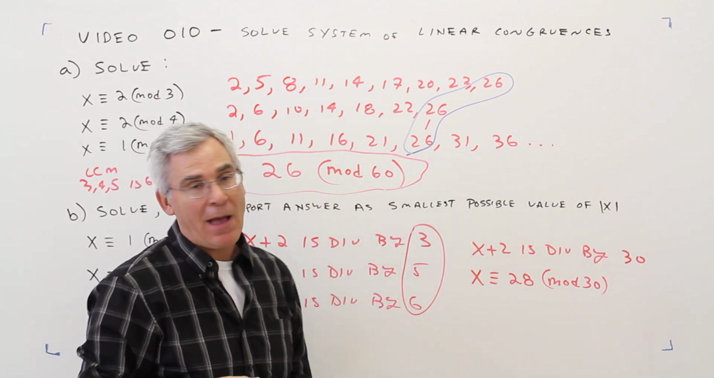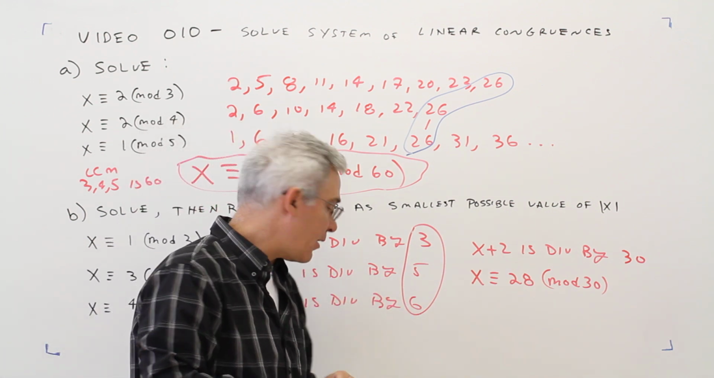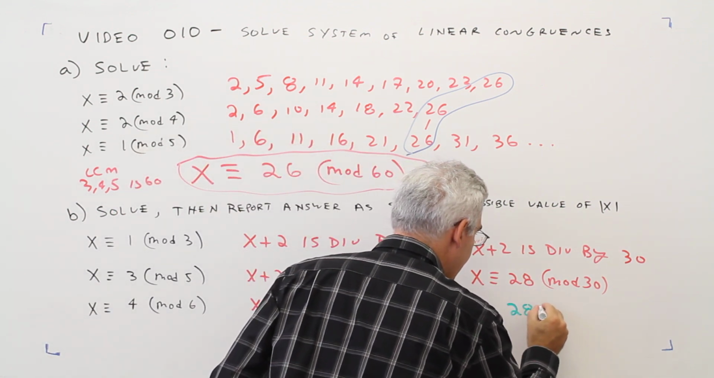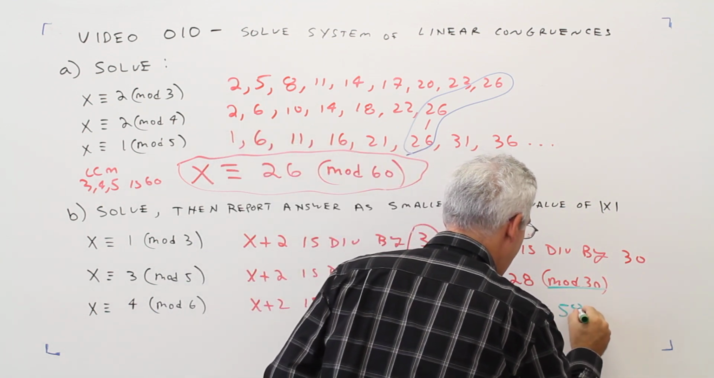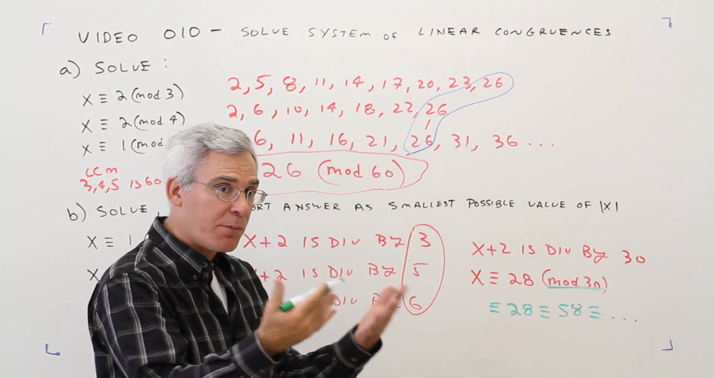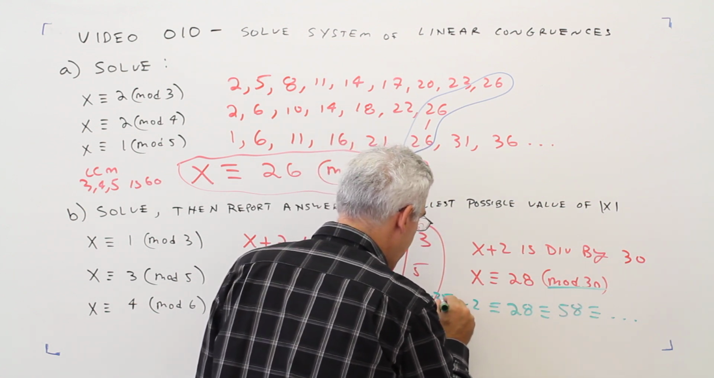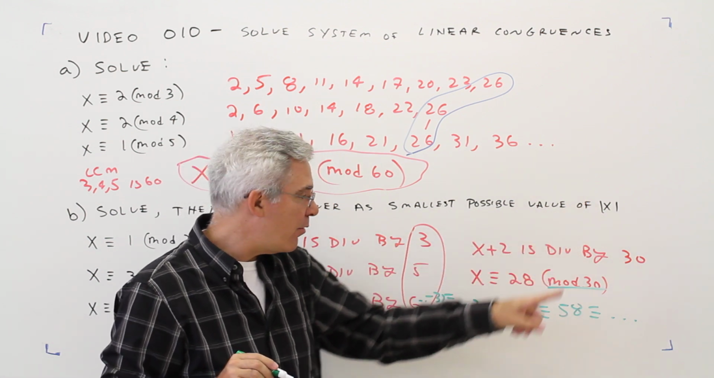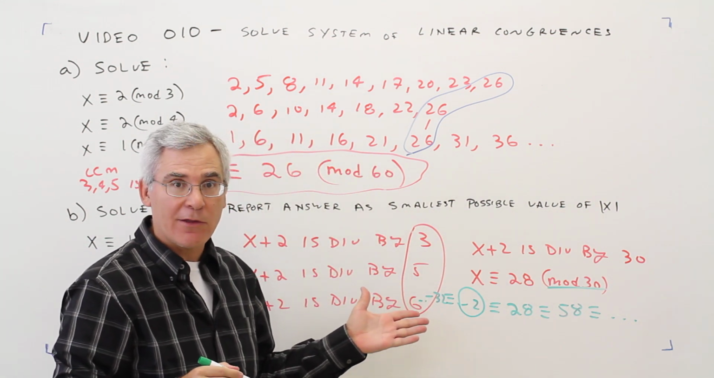They wanted the smallest possible value of the absolute value of x. So let me just list some numbers and see how I can get the smallest possible value. So I've got 28, so I'm in mod 30. I can just keep adding 30s, 58, etc. Notice I could also subtract 30s and get negative 2, negative 32, etc. Since they asked for the absolute value of x, this would generate the smallest possible value of that.